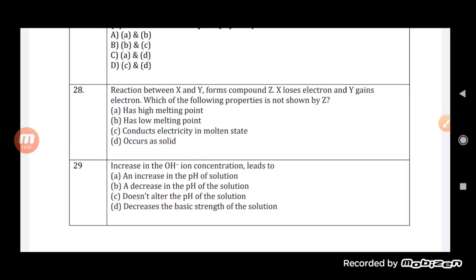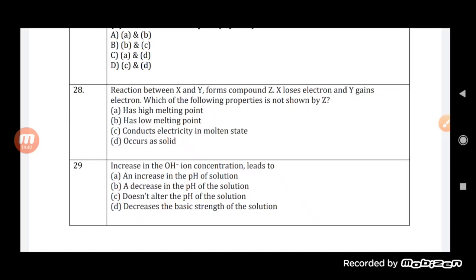So the first one is the correct option, it is the right one. Second one, it has the low melting point. No, this is not the correct one. Ionic compounds have a high melting point, not a low melting point. Conduct electricity in molten state, that is also correct. All the ionic compounds conduct electricity in molten state. Occurs as solid. So yes, this is also correct, normally they occur in solid form.